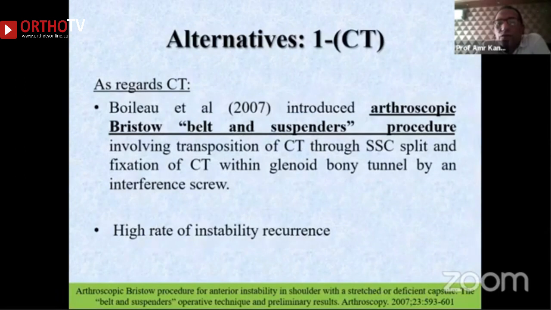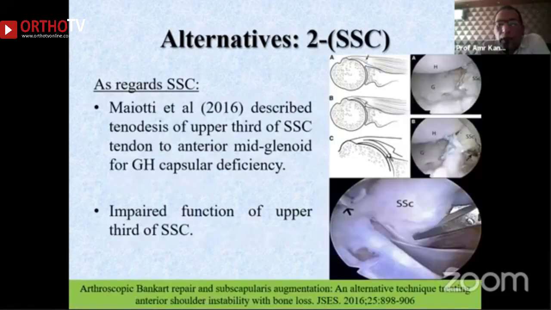As regards the conjoint tendon, Boileau et al. introduced the arthroscopic Bristow or belt and suspenders procedure, involving transposition of the conjoint tendon through a subscapularis split and fixation of the conjoint tendon within a glenoid bony tunnel by an interference screw. As regards subscapularis, Maiotti et al. described tenodesis of the upper third of the subscapularis tendon to the anterior mid-glenoid for glenohumeral capsular deficiency.